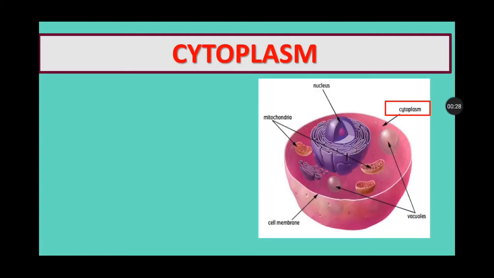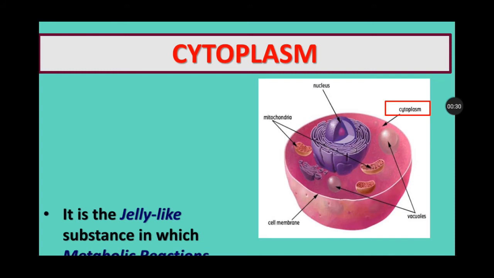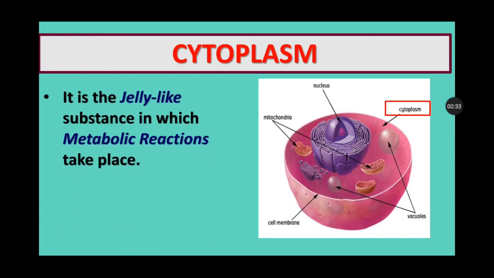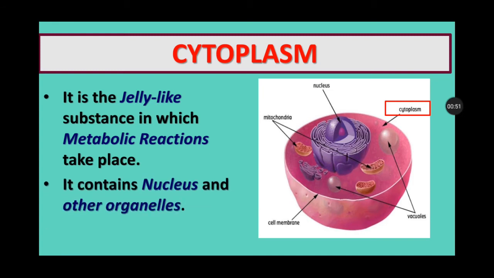Okay, the next component is cytoplasm. It is a jelly-like substance in which the metabolic reactions take place. This jelly-like substance is enclosed by the cell membrane, and many of the metabolic reactions, which are also known as biochemical reactions, take place in it. It contains the nucleus and other organelles. The nucleus and other organelles are floating in this cytoplasm, and the cytoplasm along with the organelles of the cell is known as the protoplasm of the cell.